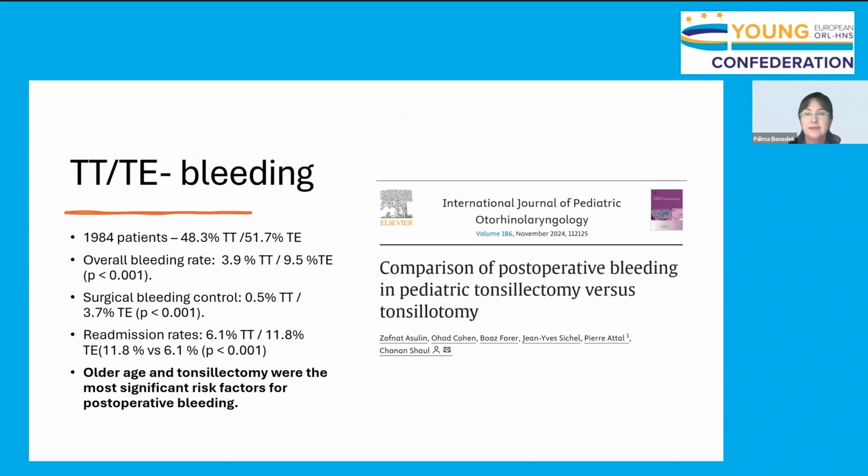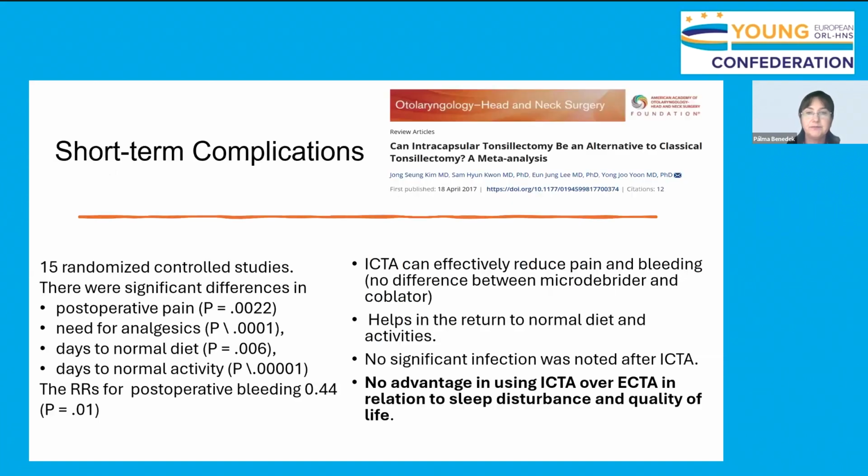The study from last year compared the postoperative bleeding in tonsillectomy versus tonsillotomy. The overall bleeding rate after tonsillotomy was 3.9% compared to 9.5% after tonsillectomy. They found a significant difference in the surgical bleeding control and the readmission rate as well. And they concluded that older age and tonsillectomy were the most significant risk factors for postoperative bleeding.